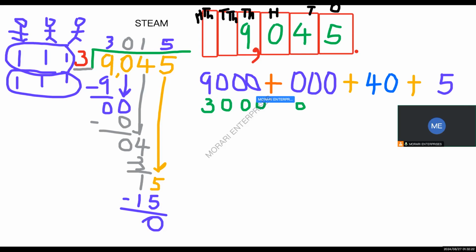How many threes are in 40? There are actually 13 threes, but 13 times 3 will be 39. So 40 minus 39 will be 1. So we take the 1, we add it here, and we have 6. And how many threes are in 6? We have 2 threes in 6. And then if we add the 3,000, the 13, and this, our answer will be 3,015. 13 and 2 is 15.